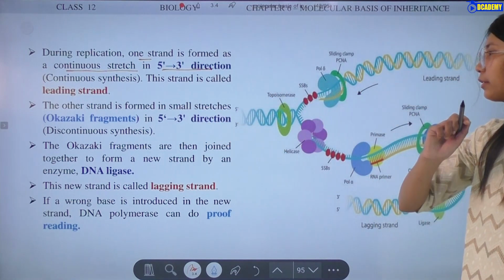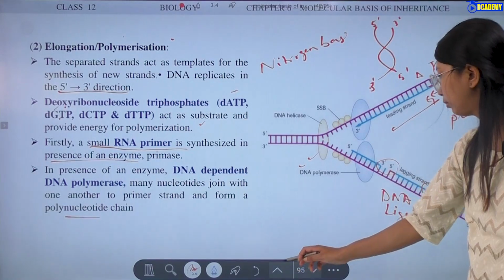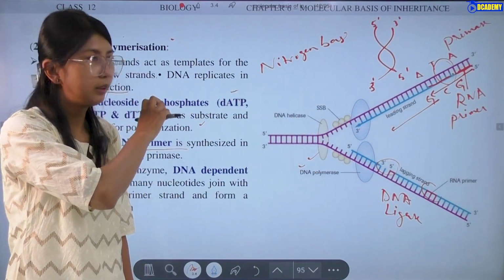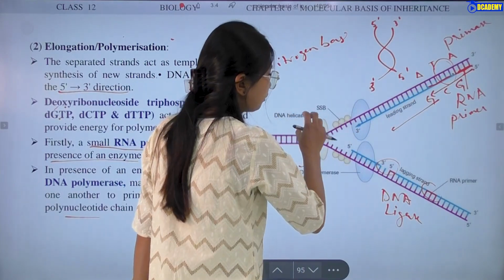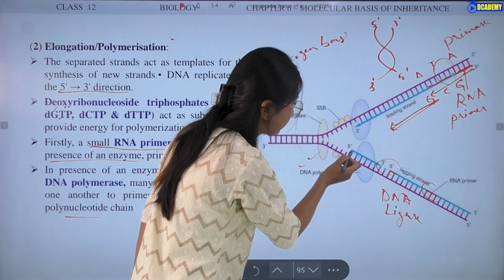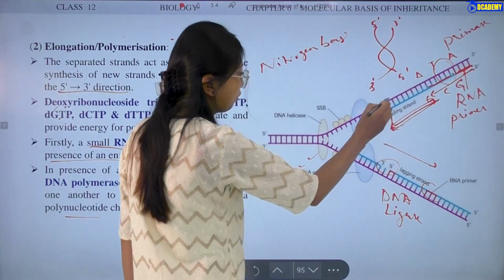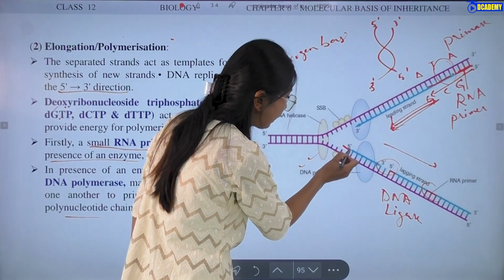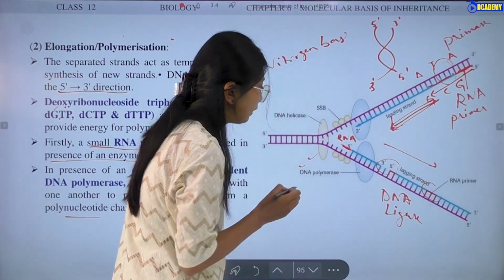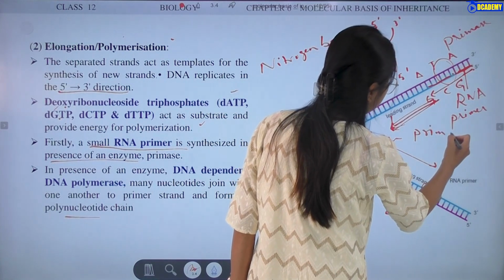The other strand is formed in small stretches, as fragments. The RNA primer is synthesized in the same direction, 5' to 3', with the help of the enzyme primase. Then DNA polymerase extends from the RNA primer.